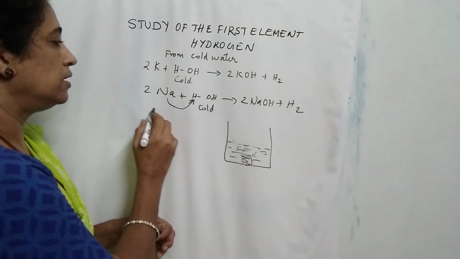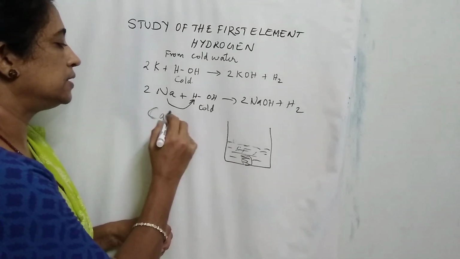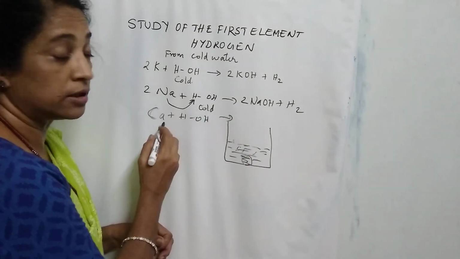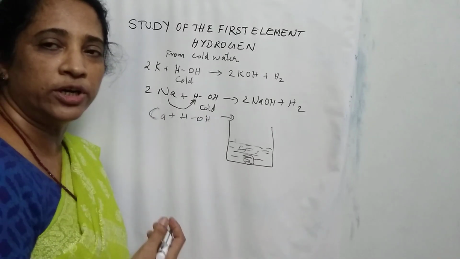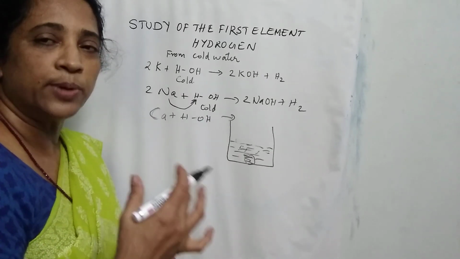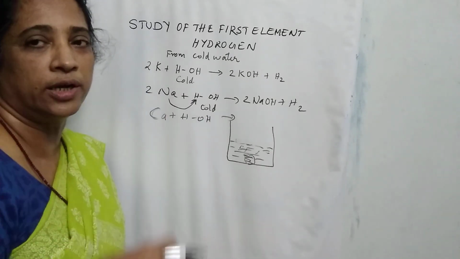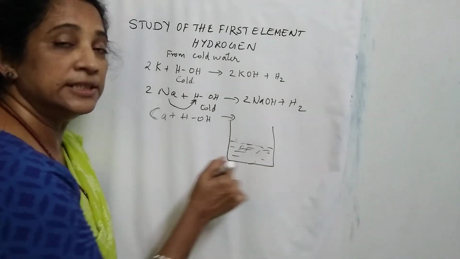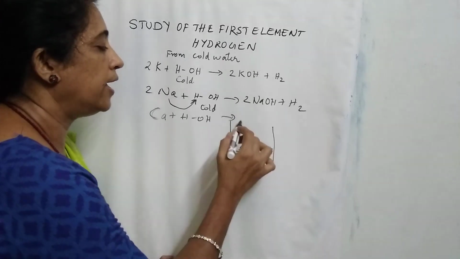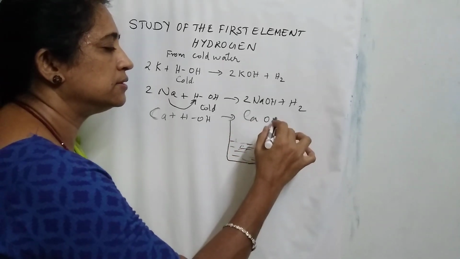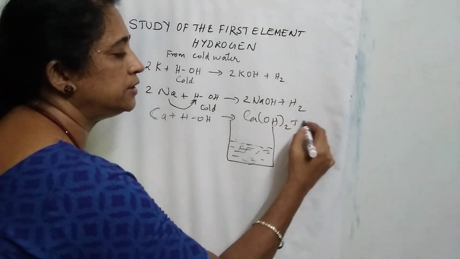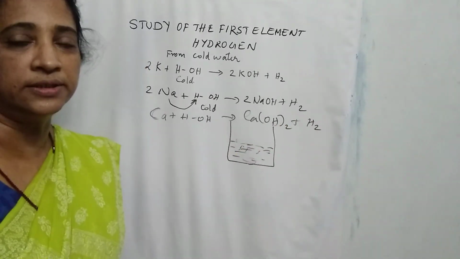A reaction: Ca plus HOH. Calcium reacts with cold water. Calcium is heavier when compared to sodium and potassium. So when calcium is placed in cold water, it sinks in water. So which metal sinks in water? Calcium sinks in water, and the reaction is less vigorous and forms calcium hydroxide and hydrogen.